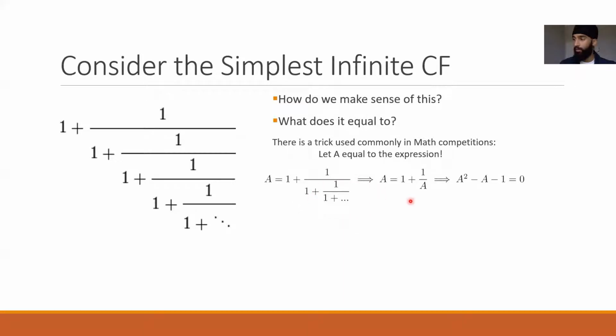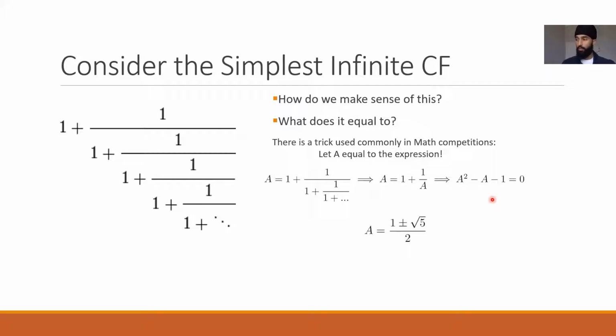We get this. From rearranging, we get a quadratic equation, which we can solve using the quadratic formula. It's safe to assume this is a positive value, so we can ignore the negative root. And we're done. It's equal to (1 plus root 5) over 2.